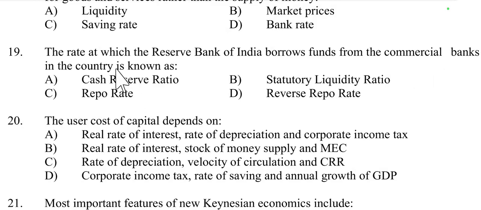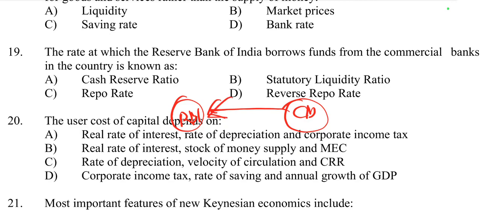Then question number 19: the rate at which the Reserve Bank of India borrows from the commercial banks in the country is known as what? This is the reverse concept. When the Reserve Bank gives money to the commercial banks, it is called the repo rate, and when the Reserve Bank borrows from the commercial banks, it is called the reverse repo rate, because it is the reverse concept. Here the RBI borrows money from the commercial banks, so it is called the reverse repo rate.